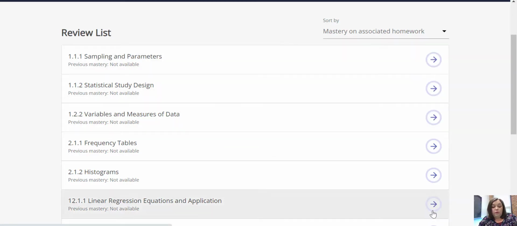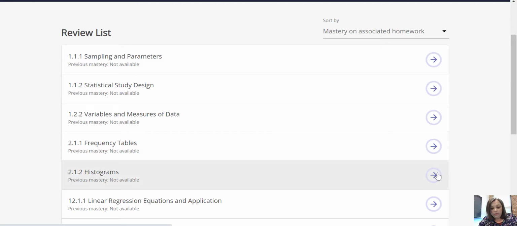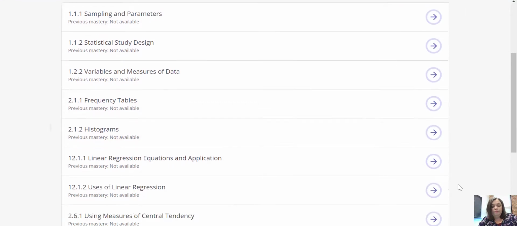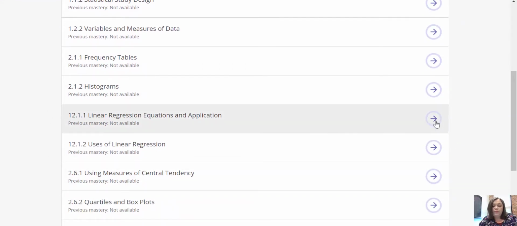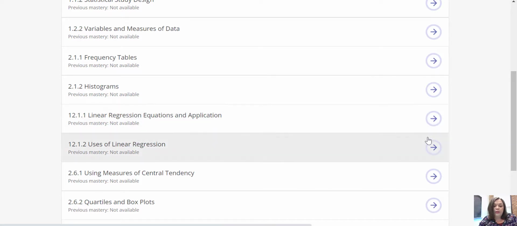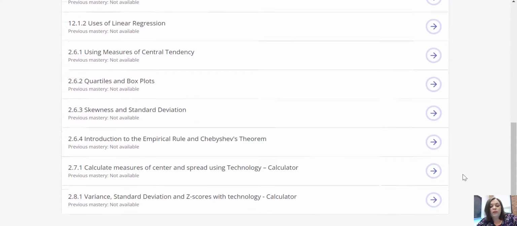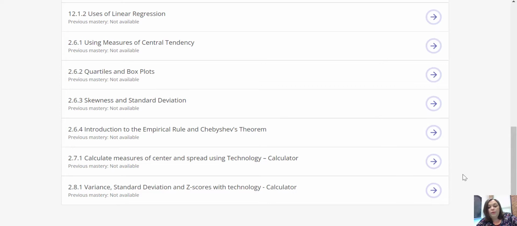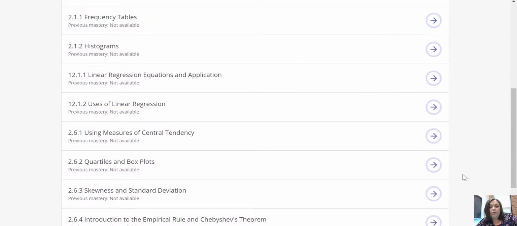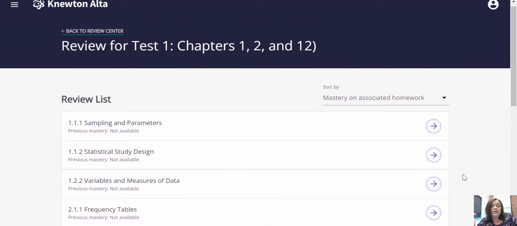You can just pick and choose what you want to work on. So if you feel like you're comfortable with histograms, but you really, really need to focus on linear regression, you can spend the bulk of your time in there. But I would really encourage you to go through the review so that you are familiar with what will be on the test, and so that you can just do really well on that first exam.